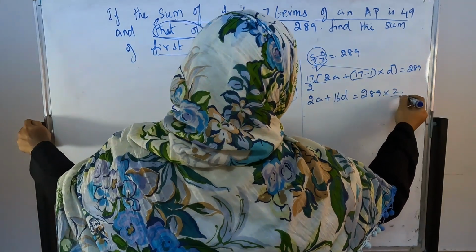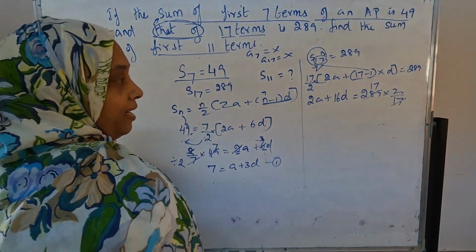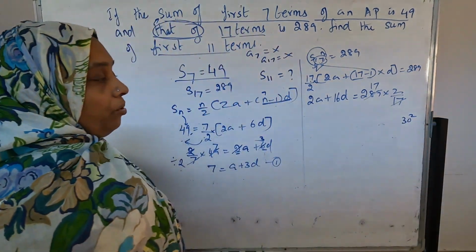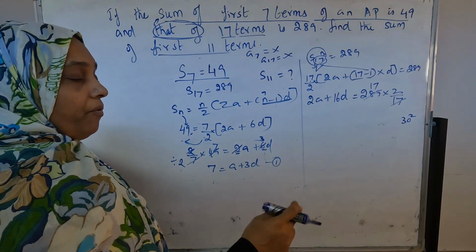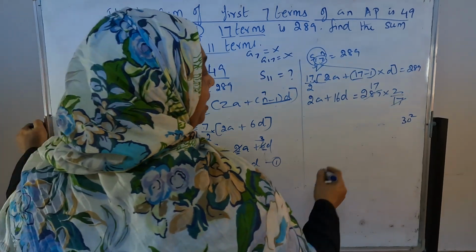289 is 2 by 17. 17 17s are 289. At least you have to study up to 30 squares. So 1 1, 2 2, 3 3, 4 4, the square numbers, you memorize them. It will be very helpful for your board exam.